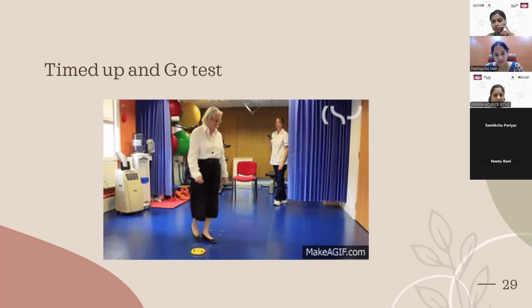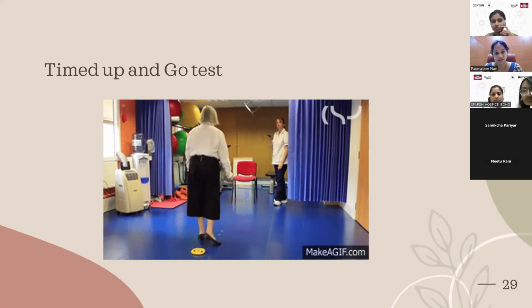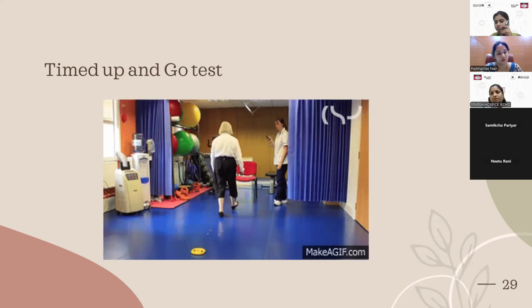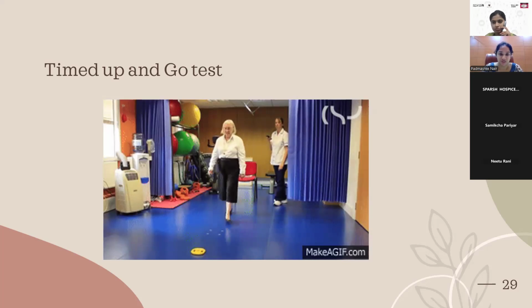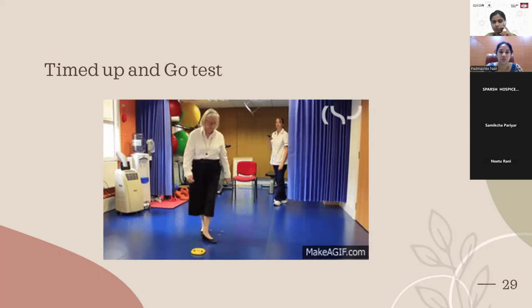Another advantage of this is that we are also able to assess their gait. For example, a person with Parkinson's would have a short, shuffling gait. They will have difficulty turning around. So, these also point towards the disease.